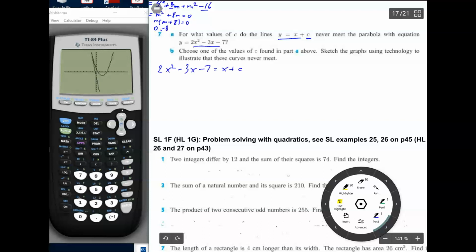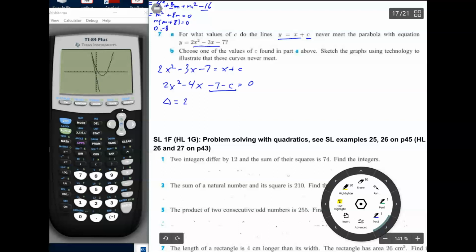Combine like terms. So this will be minus 4x because we're going to subtract x from both sides. Minus c minus 7 minus c equals 0. So that's like the constant value. And then we're going to find the discriminant, and we'll try to find when the discriminant equals 0.